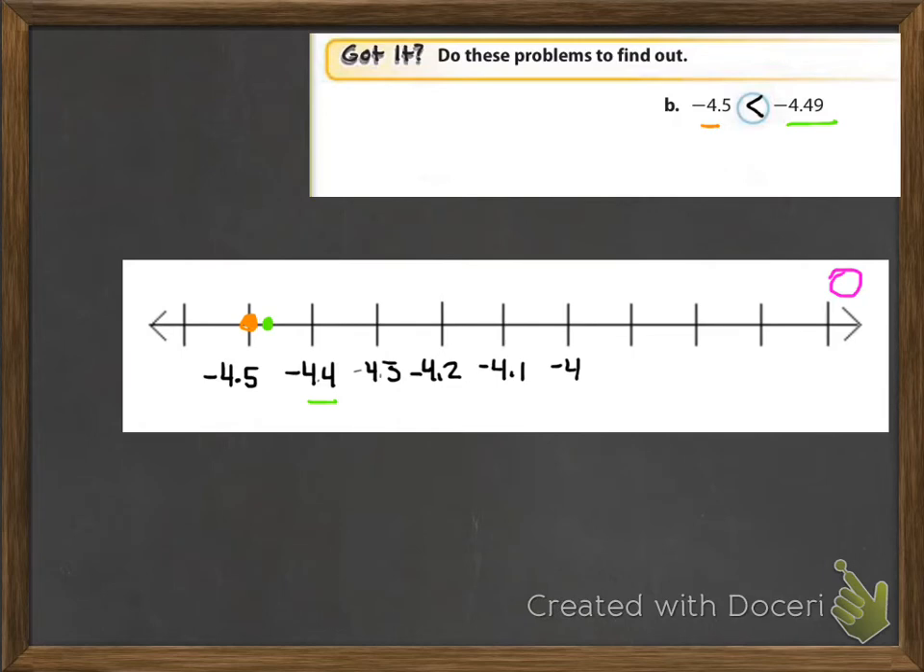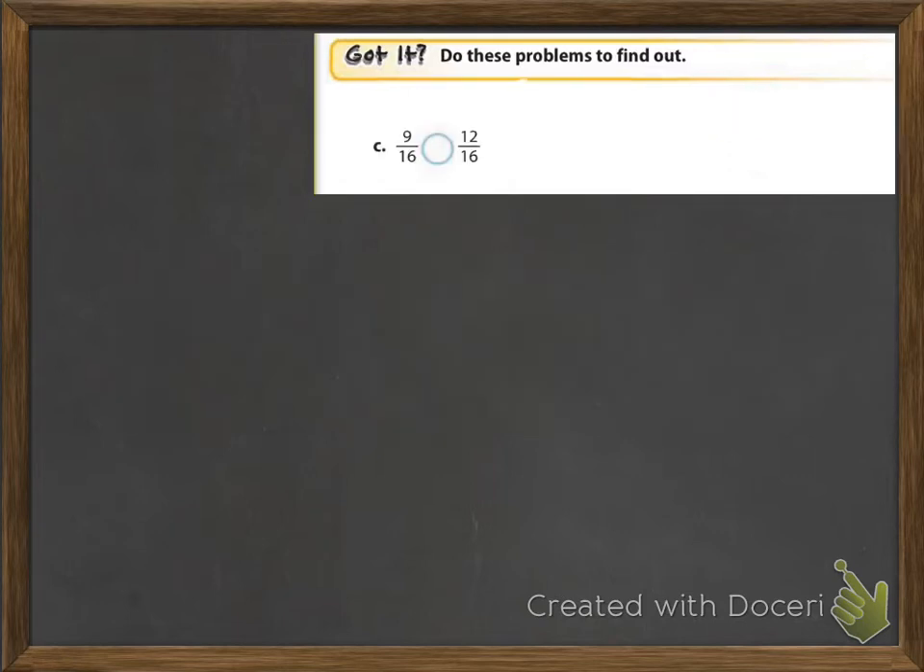Now, when I say greater than, I meant negative 4.49 is greater than. So the way the sentence actually reads is negative 4.5 is less than negative 4.49. So hopefully that wasn't confusing where I was saying greater than. I was saying that negative 4.49 is greater than. So now we're going to go ahead and go to the next one.